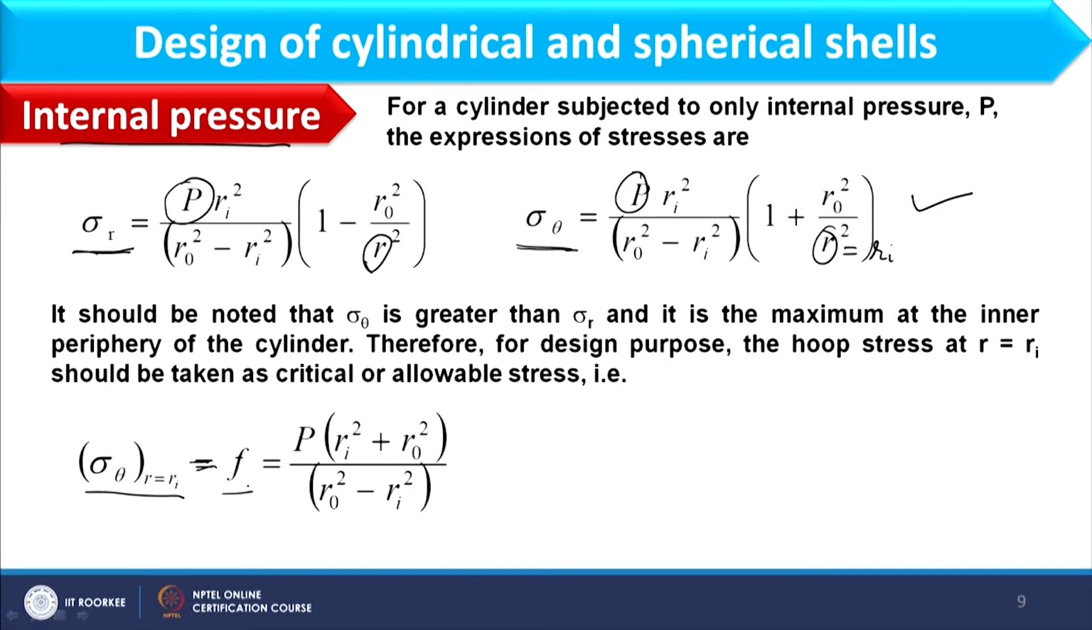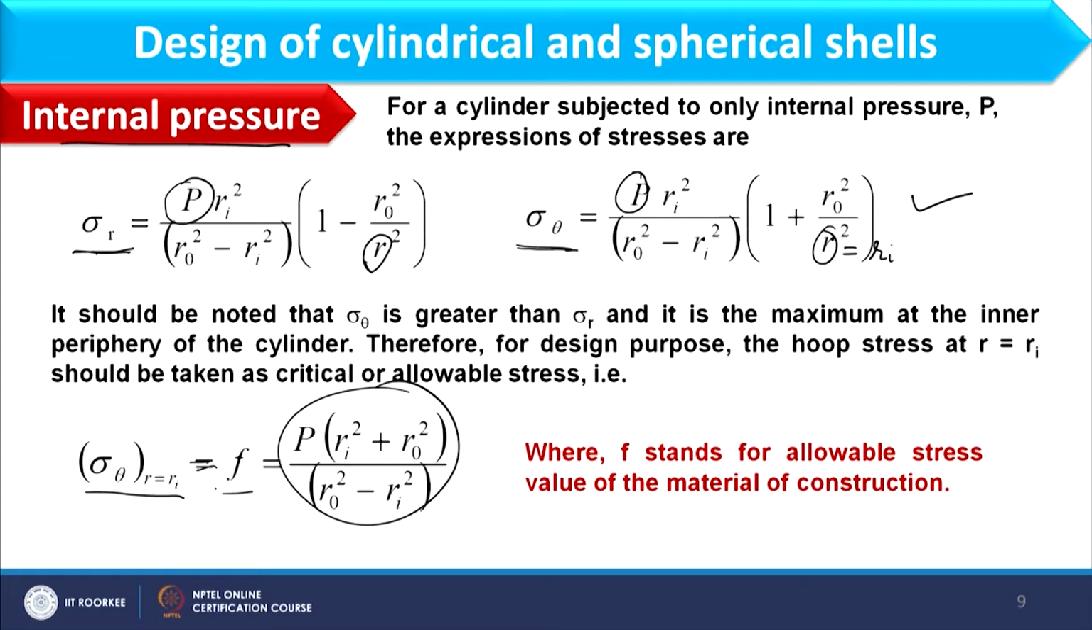Okay. So, sigma theta at r equal to Ri, that we can replace with F, and that would be equal to P (Ri square plus Ro square) divided by (Ro square minus Ri square). This expression we have obtained by placing r equal to Ri, and that we can equate to allowable stress. Okay. And what is allowable stress? That we have discussed in terminology in lecture 4 of week 1.